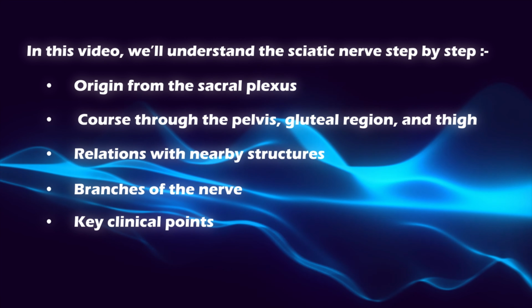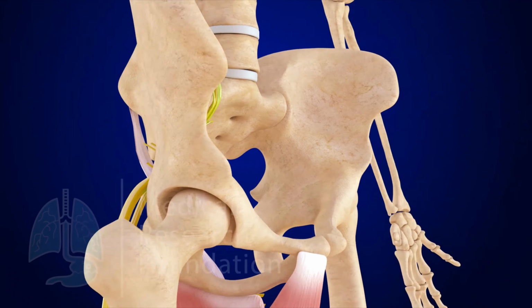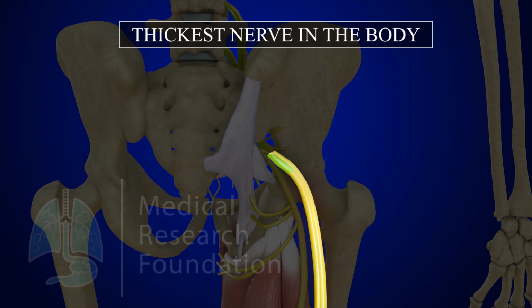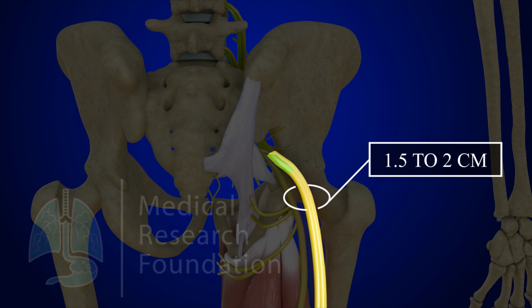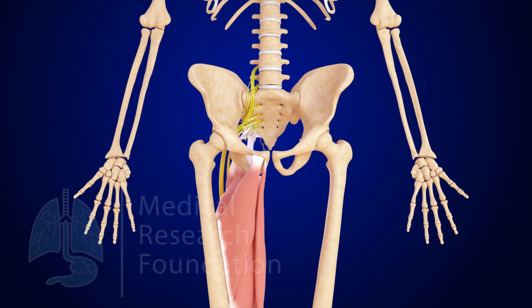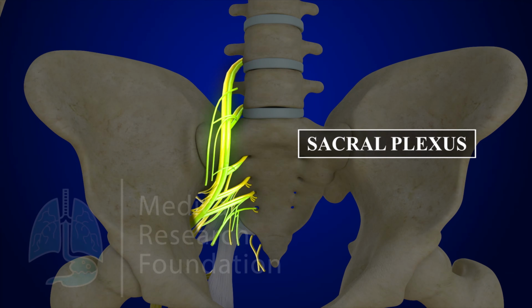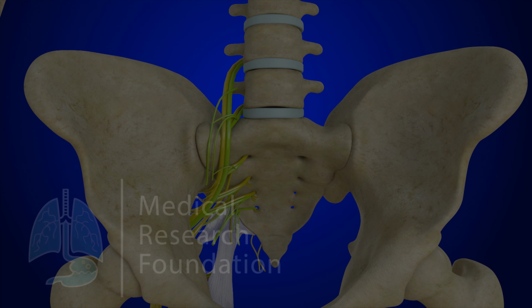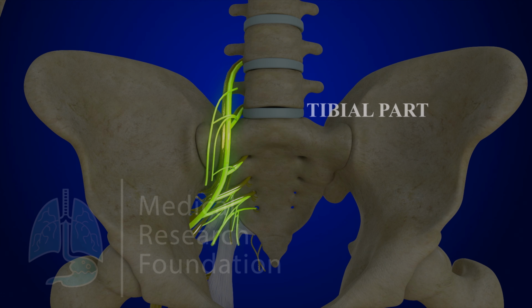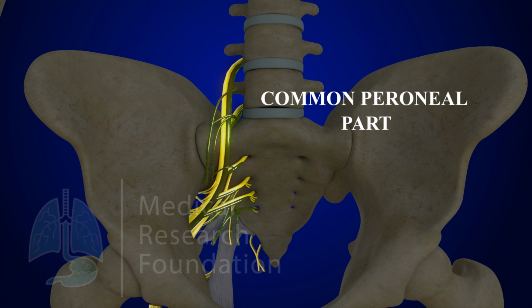Let's begin. The sciatic nerve is the thickest nerve in the body. It is about 1.5 to 2 centimeters wide at the beginning. It arises from the sacral plexus in the pelvis and consists of two parts, tibial part and common peroneal part.